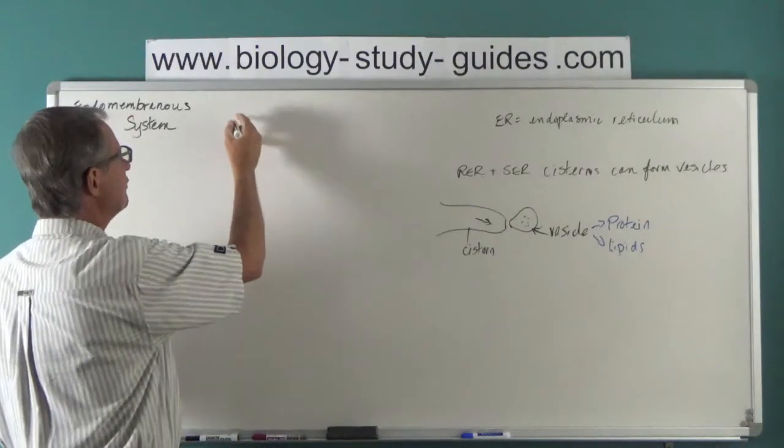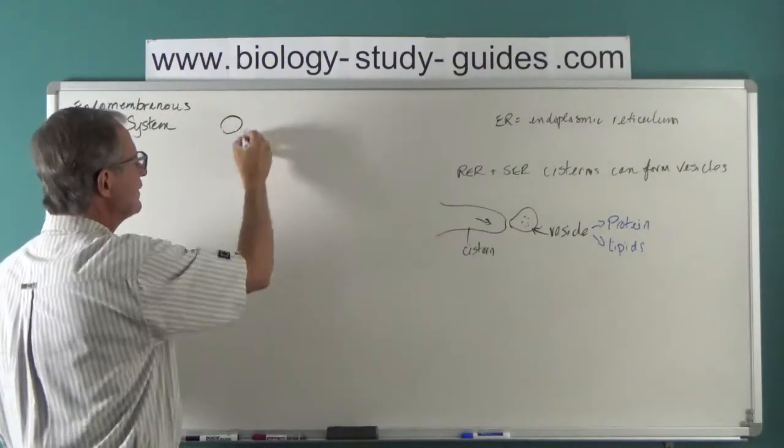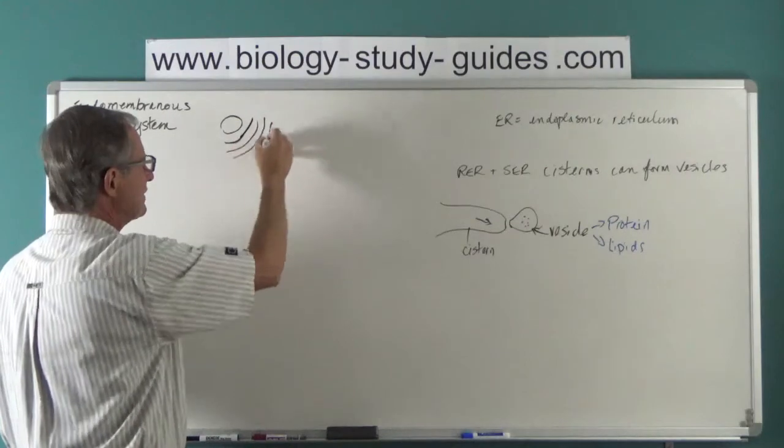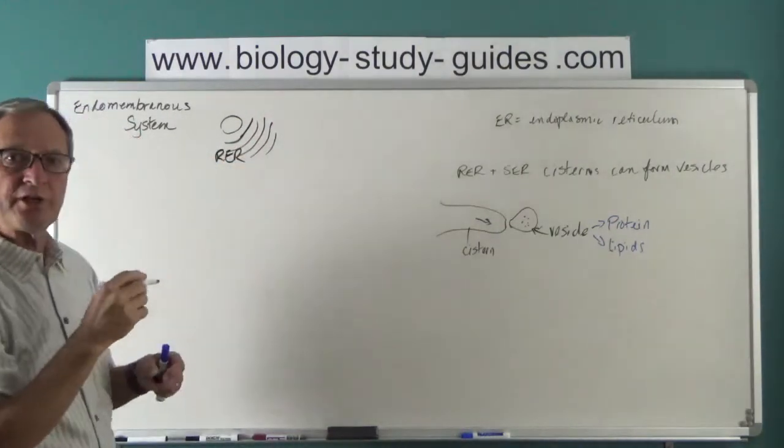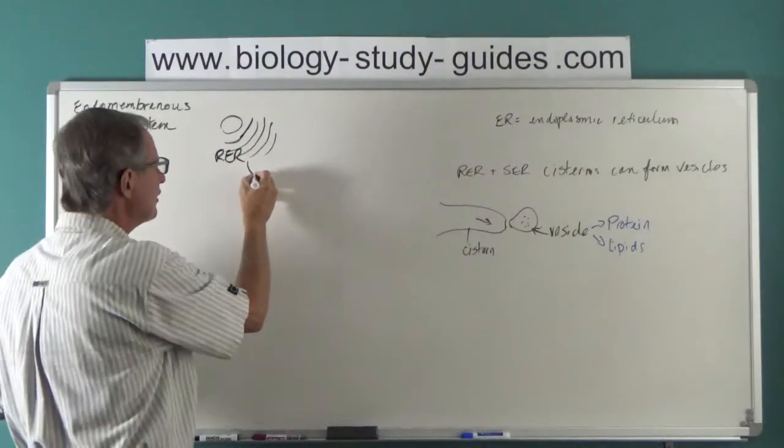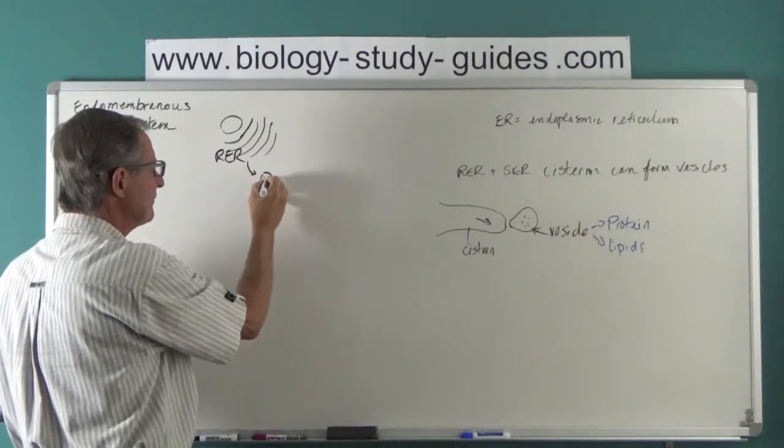If we take, here's our nucleus, I'll just put a circle. Here's our RER and our SER. So this is RER. We're talking about an insulin making cell, so it's going to have that. And it's going to produce vesicles.